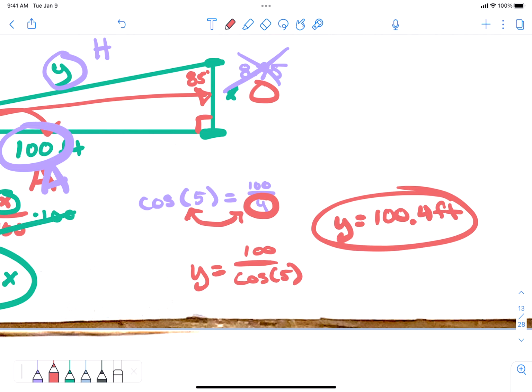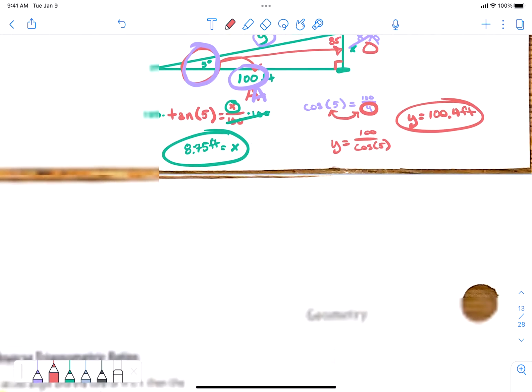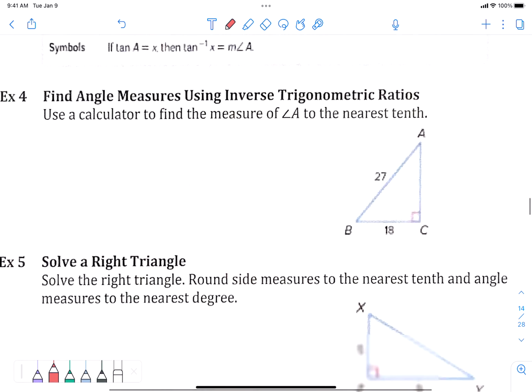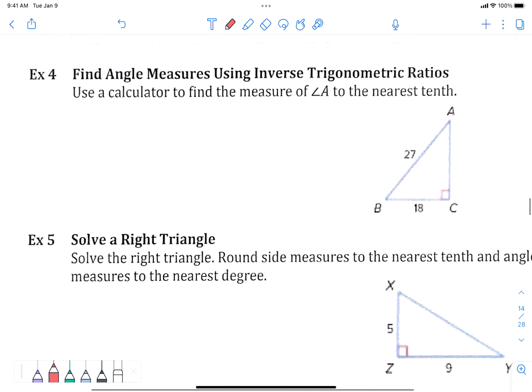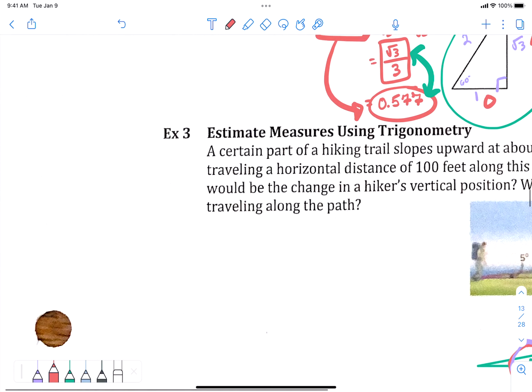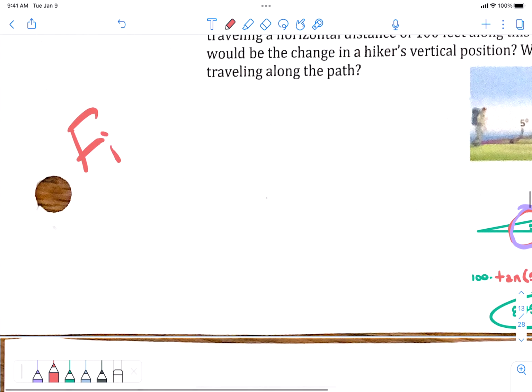All right, now on the back side, there's a back side, and it only has one more thing that we're doing. And over here we were finding sides. So like here, we were finding sides.